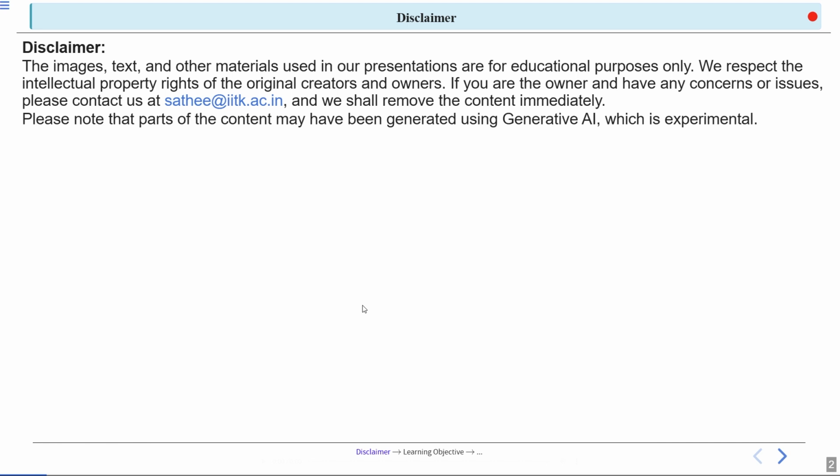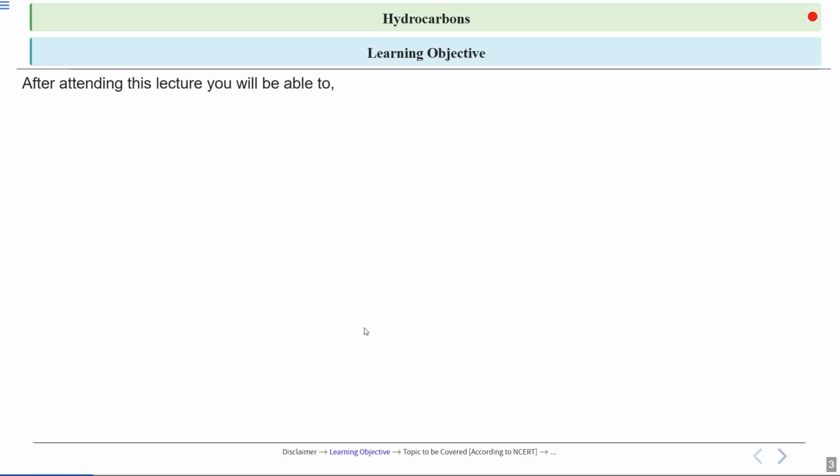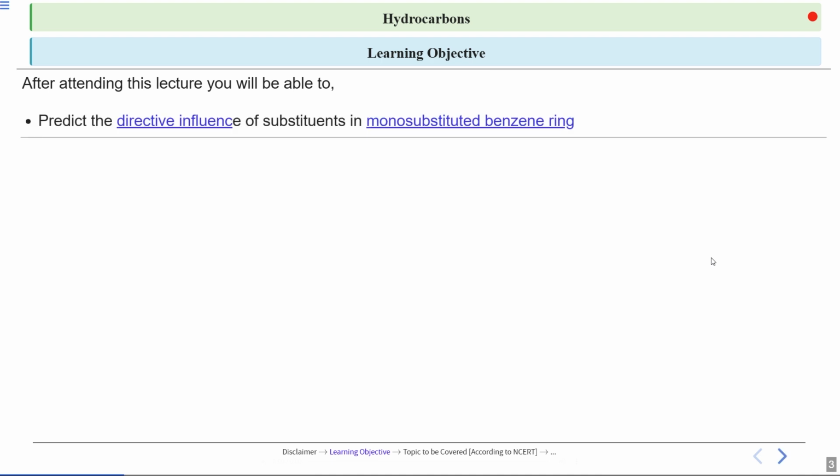Now, after attending this lecture, you will be able to understand the directive influence of substituents in monosubstituted benzene. So what is monosubstituted benzene? In which one hydrogen of the benzene is replaced by a different functional group. Now, this replacement has an impact on its reactivity as well as physical properties.